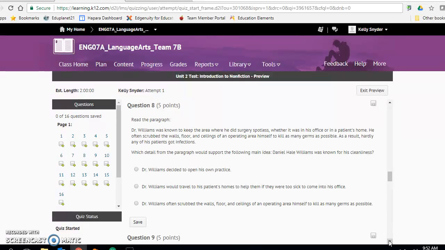Which detail from the paragraph would support the following main idea? Daniel Hale Williams was known for his cleanliness. Dr. Williams decided to open his own practice. Dr. Williams would travel to his patients' homes to help them if they were too sick to come into his office. Dr. Williams often scrubbed the walls, floor, and ceilings of an operating area himself to kill as many germs as possible.